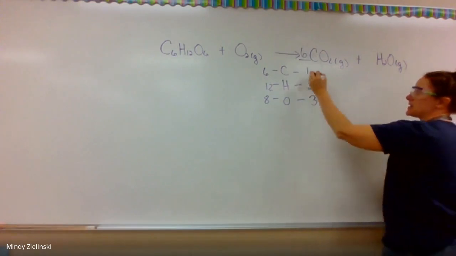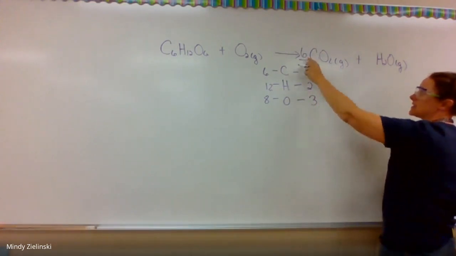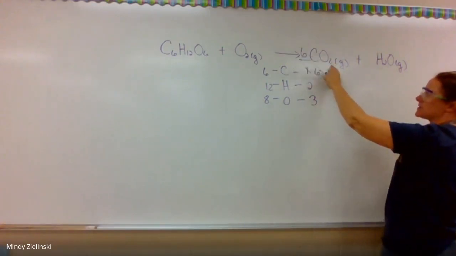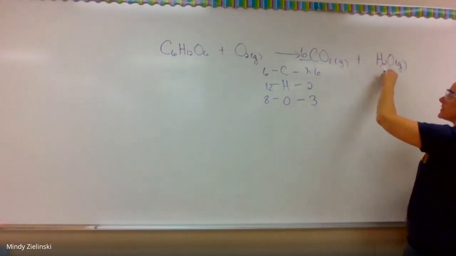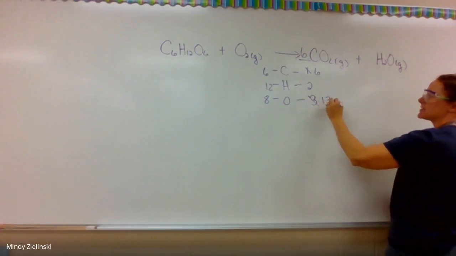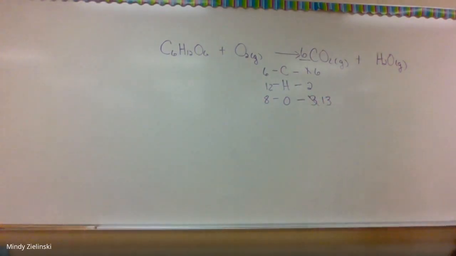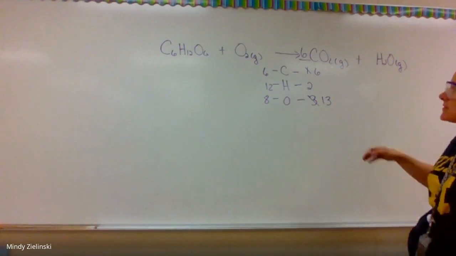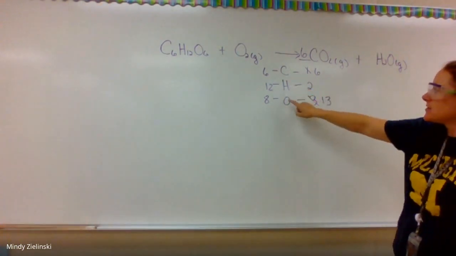So what does that do? Changes this to 6. It changes nothing with my hydrogen. It does change my oxygen. 6 times 2 is 12, plus this 1 over here becomes 13. Notice how I totally mark out and start over. Okay, remember what I said, balance in the order of how I wrote it, carbon and then hydrogen and then oxygen.